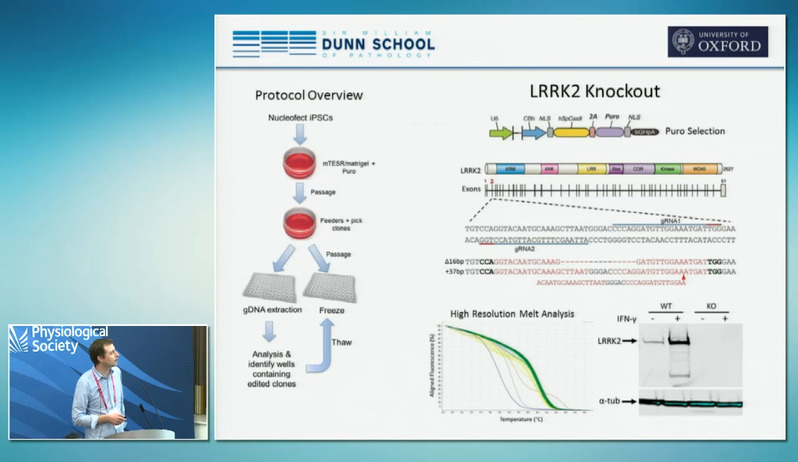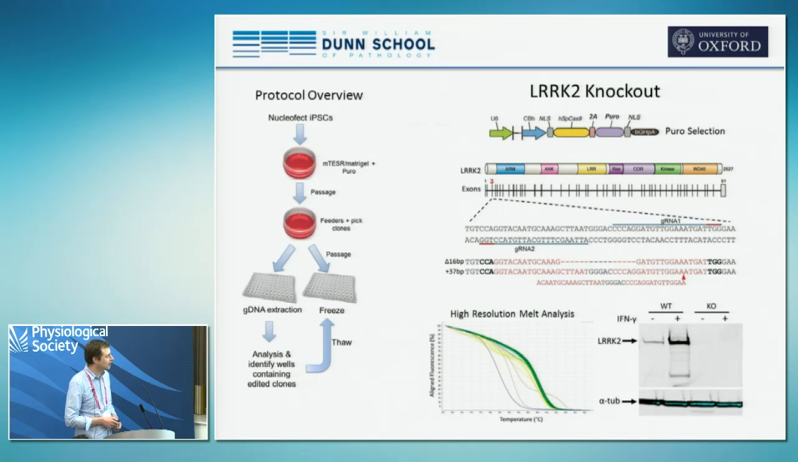The plasmid that we've used is PX462, I think it is, from the Zhang lab. It's an all-in-one, and it contains a puromycin expression cassette. We then take the surviving cells, which we assume are highly transfected, and passage them out at low density onto mouse embryonic fibroblasts, onto feeder cells. We then pick clones from there. It's a really laborious process, and plate them out onto 96-well plates of Matrigel and mTeSR.